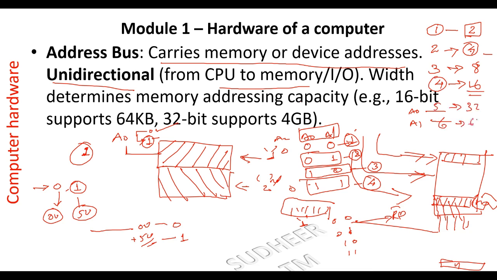With 6, it is 64. With 7, it is 128. With 8, it is 256. With 9, it is 512. With 10, it is 1024. So with 10 address lines, we are able to manage 1024 memory locations. These 1024 memory locations, we will call 1 kilobyte of memory.